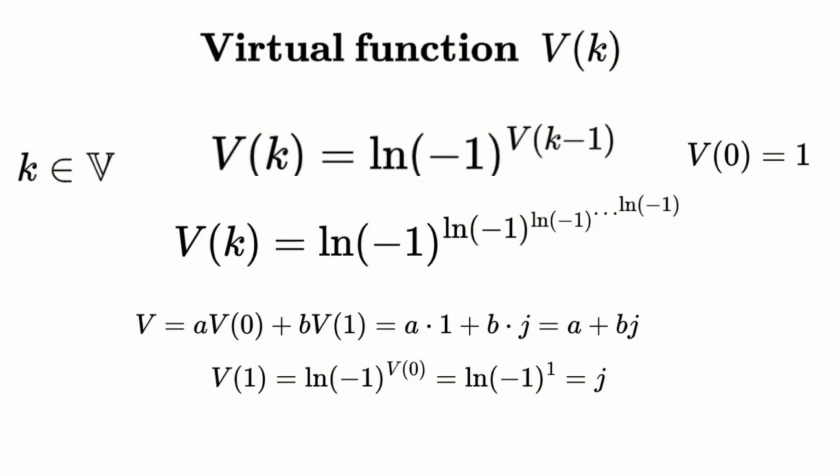Next, let's compute v of 2. Again, using the recursive definition, v of 2 equals the natural logarithm of negative 1 raised to the power of v of 1. Since v of 1 is j, this simplifies to the natural logarithm of negative 1 raised to the power of j. This is a higher-order virtual number, and its exact value depends on the properties of j. For now, we'll treat v of 2 as a new element in the system.